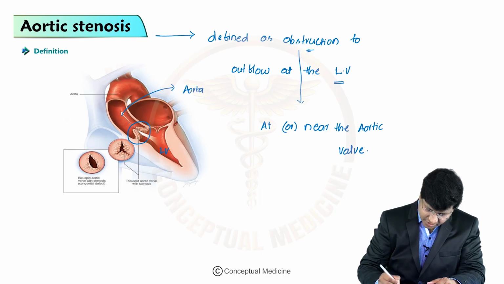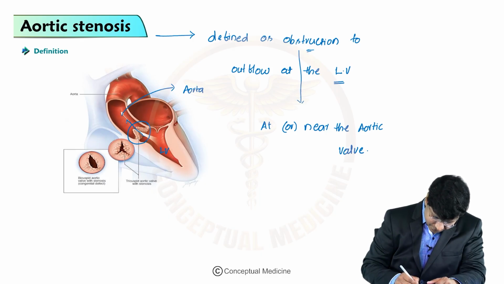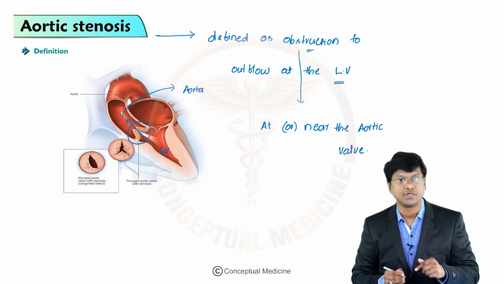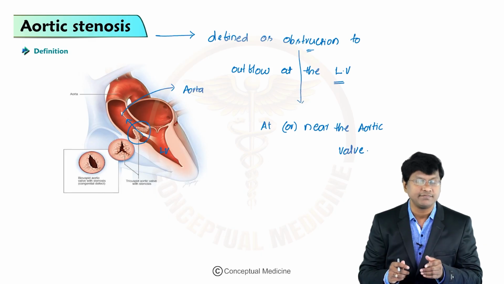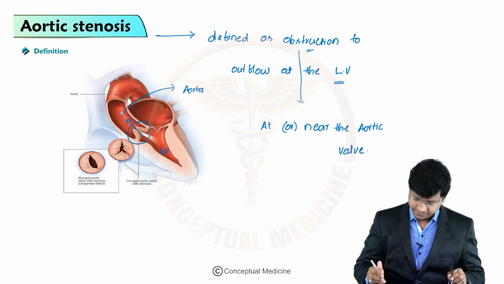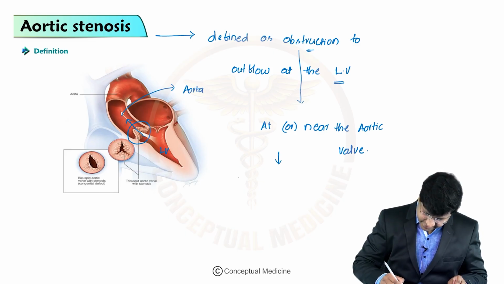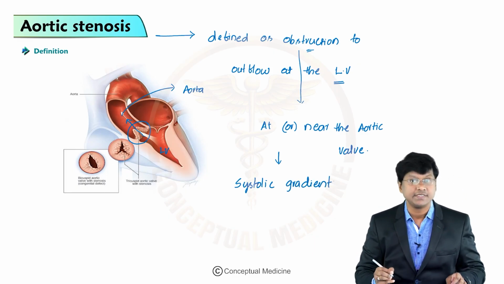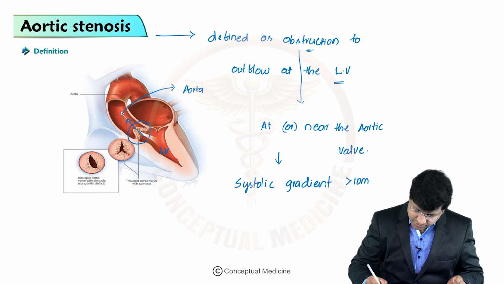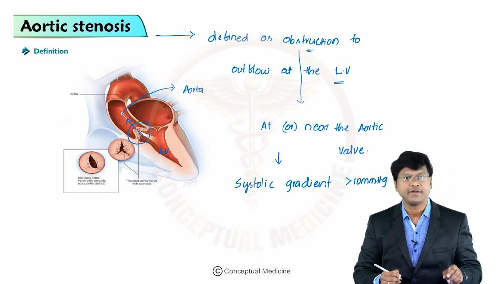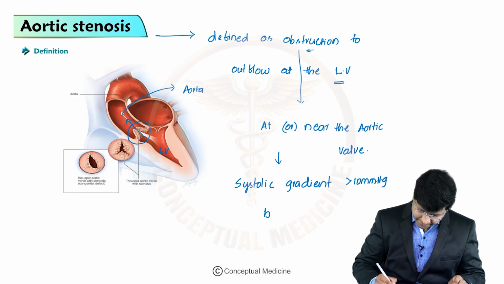So what is happening here? There is an obstruction to the outflow. Because of obstruction to the outflow at the left ventricle, exactly at or near the aortic valve, this will produce a systolic gradient. And this systolic gradient will be more than 10 millimeters of mercury between the left ventricle and the aorta.